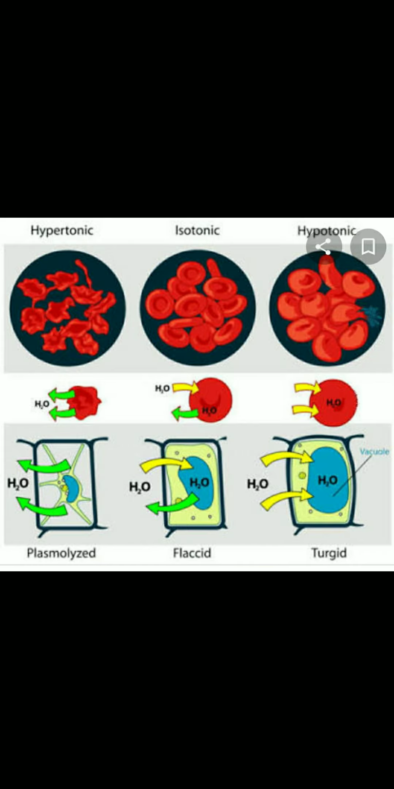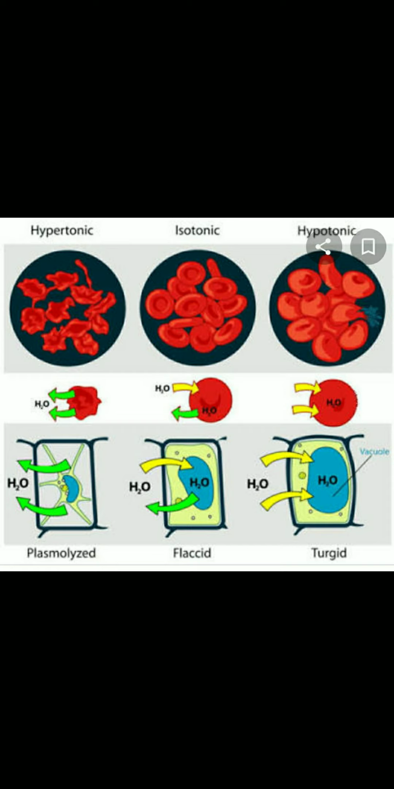So obviously the solvent molecules from the outside environment will enter into the cell through the semi-permeable membrane, or through the cell membrane, and so the solvent concentration will increase in the cell and the cell becomes turgid, the cell becomes swollen up. Okay, so this solution is known as hypotonic solution.